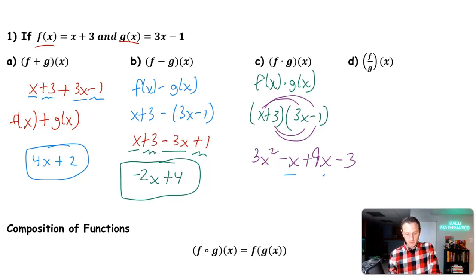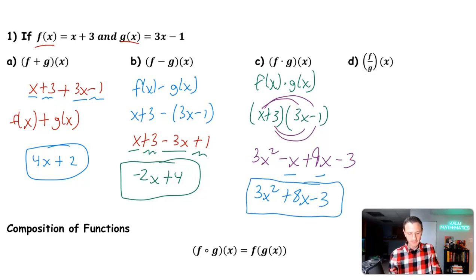So we have like terms in the middle. Negative x plus 9x is 8x. So 3x squared plus 8x minus 3. Done.